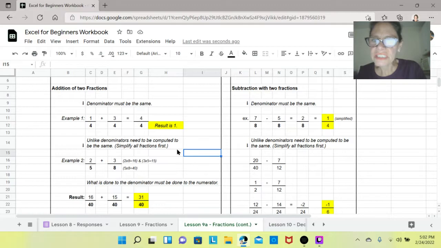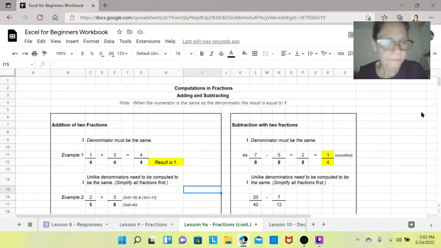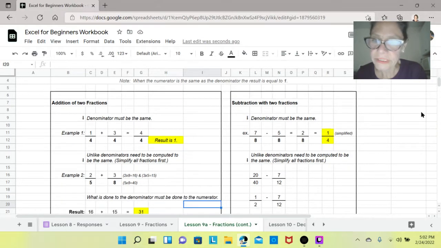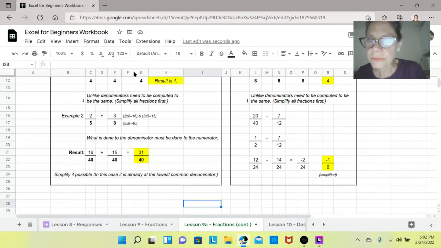Unlike denominators need to be computed to be the same. So first you simplify the fractions you get. So here's example 2. We have different denominators. Here you see we want to add these two together, but the denominators are different.